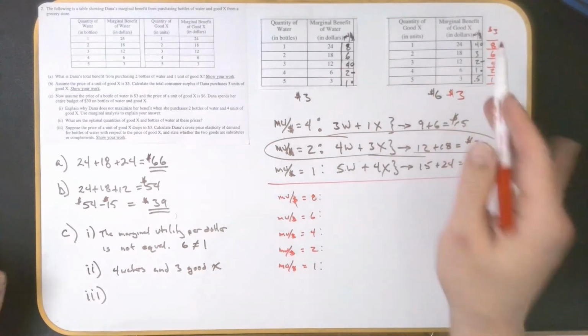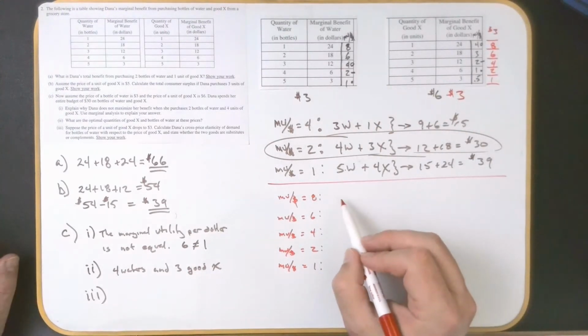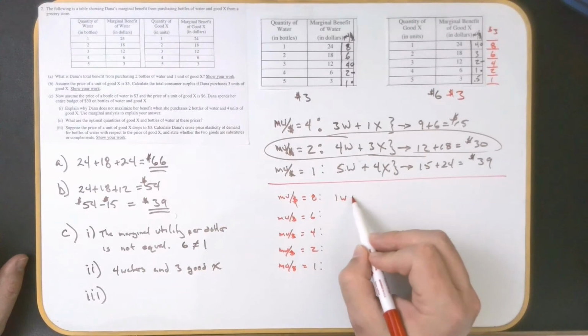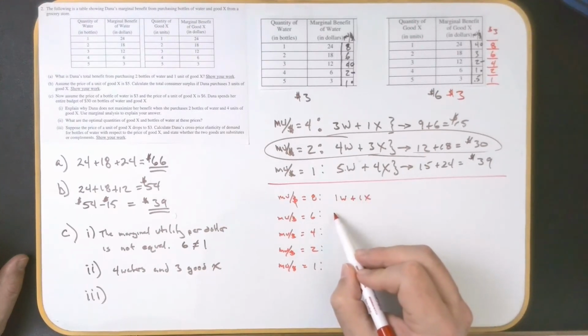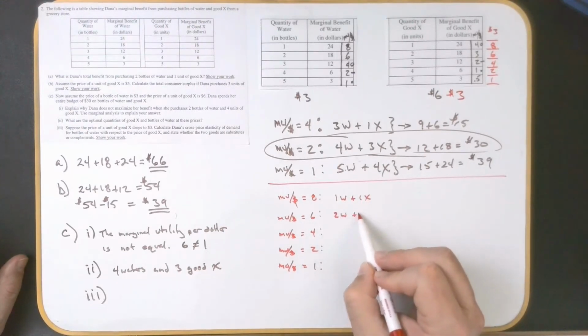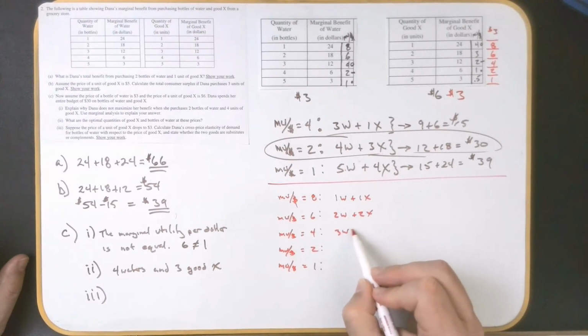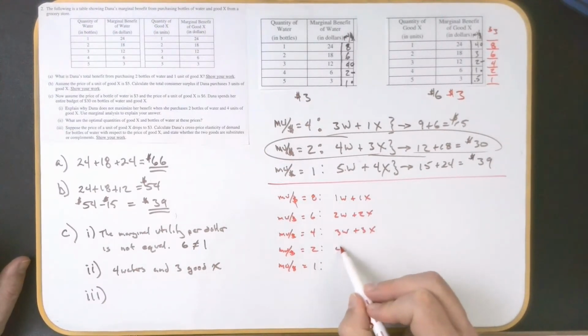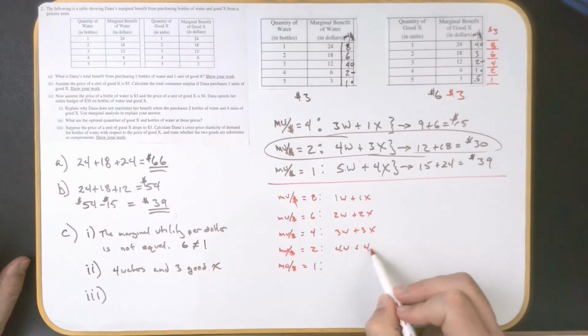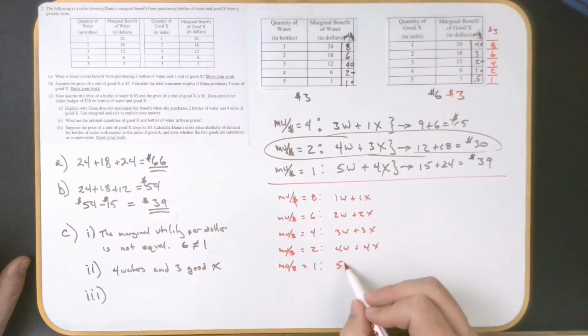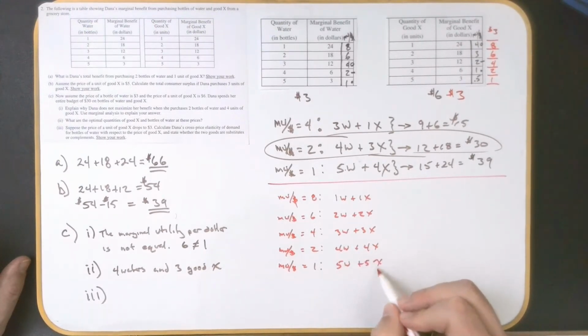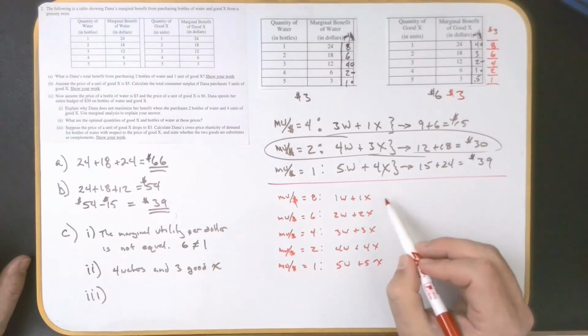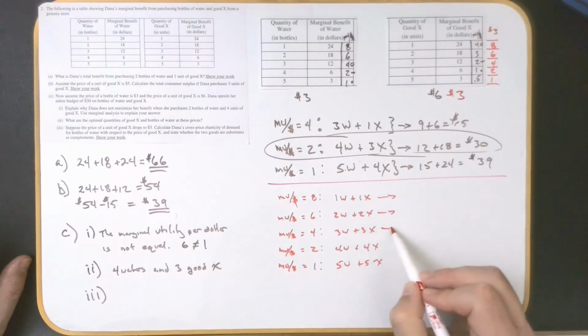Well, the nice thing is this is really easy to set up now. That would be 1 water plus 1 of good X. Then this one is 2 waters plus 2 of good X. 3 waters plus 3 of good X. 4 waters plus 4 of good X. 5 waters plus 5 of good X. Okay? And then you can say, well, what's that going to lead to as far as price?